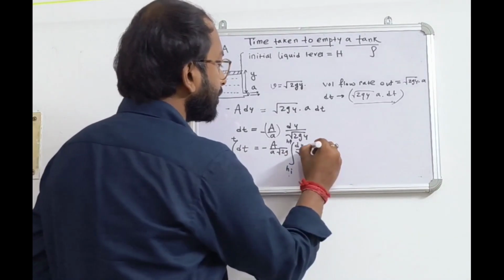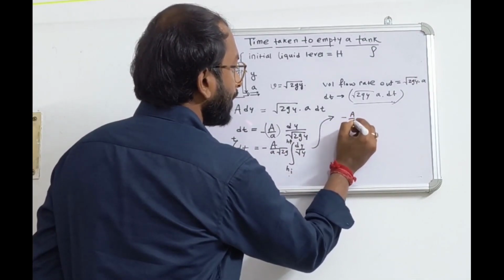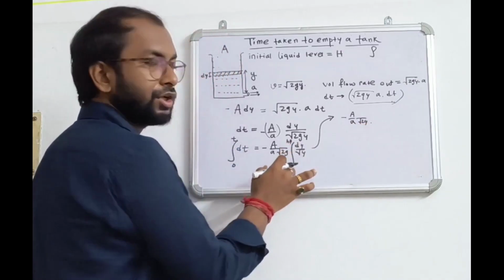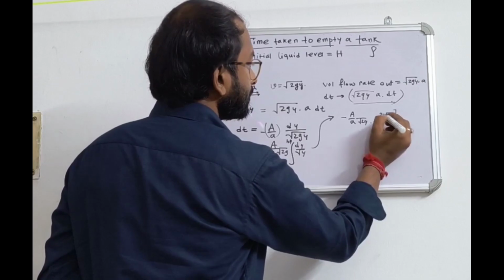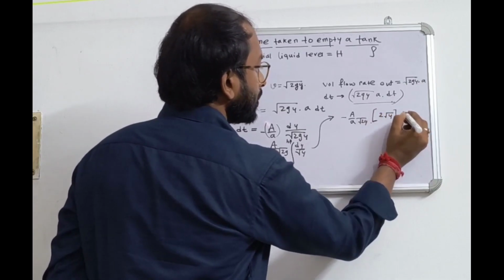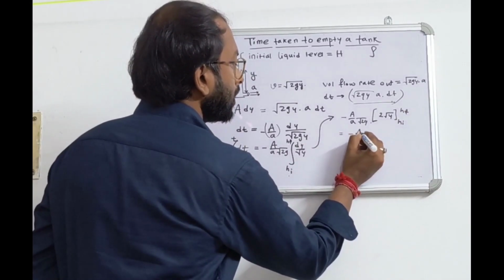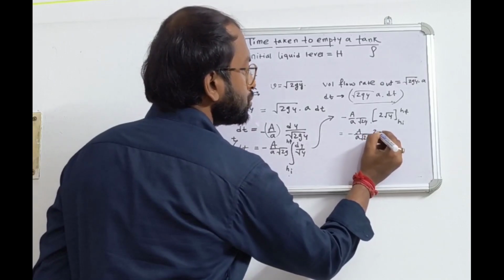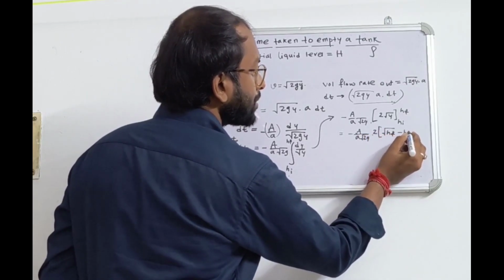So let us do the integration. We'll do this here. Minus A by small a root 2g. The integration is going to be 2 root y, and we'll put the limits. Then minus A by a root over of 2g into 2 root over of hf minus hi.